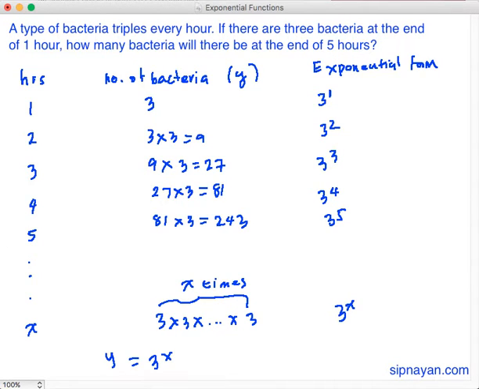Now functions, I think obviously this is a function, because for every x, there is exactly 1 y. Wala ka namang ibang value. What if 3 to the first power? Talagang 3 lang siya. Wala siyang ibang value, no? So y equals 3 to the x is a function, and it is an example of exponential function.